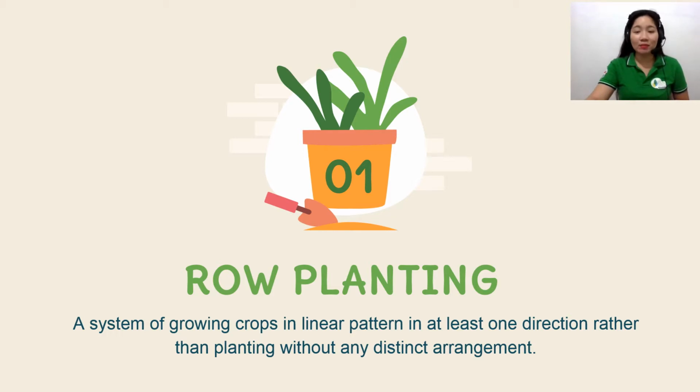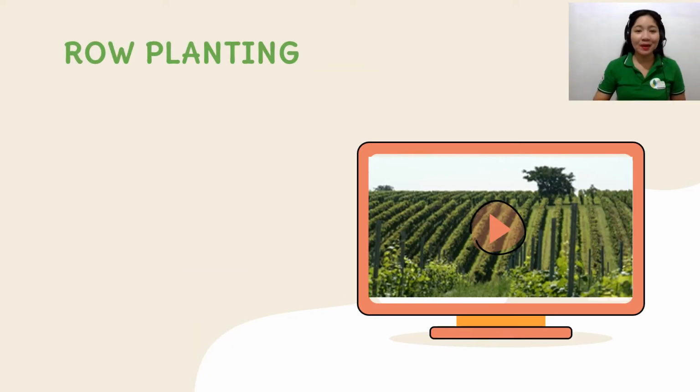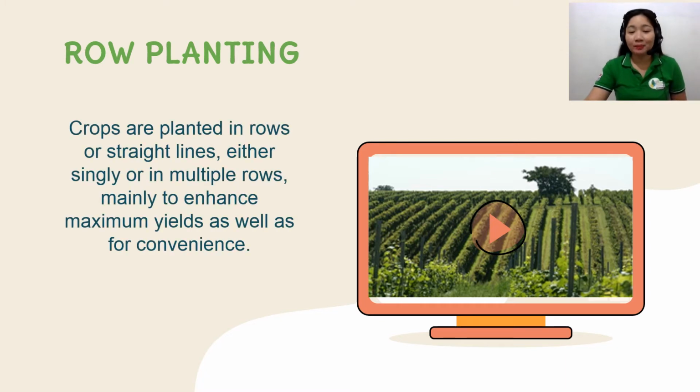It is practiced in most crops, whether direct seeded, transplanted, or grown from vegetative planting materials, both in monocropping and multiple cropping. Class, in row planting, okay? Crops are planted in rows or straight lines, either singly or in multiple rows, mainly to enhance maximum yields as well as for convenience. So for row planting, an east-west row orientation is preferred to maximize light absorption, but this is not always possible, class.